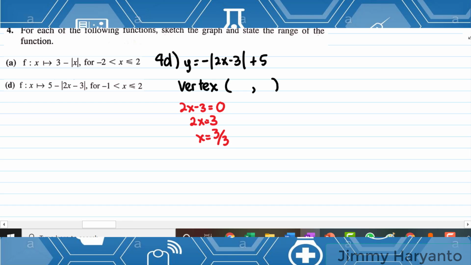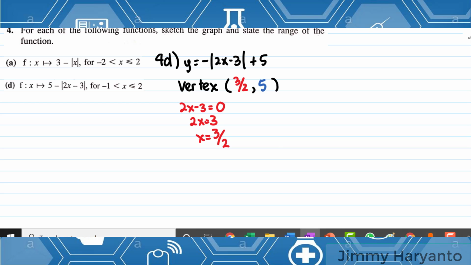I said 3 over 2 and wrote 3 over 3. Very good, 3 over 2. Okay, and then for the yv it will be 5. Easy, right? And then you have to create the table for it.